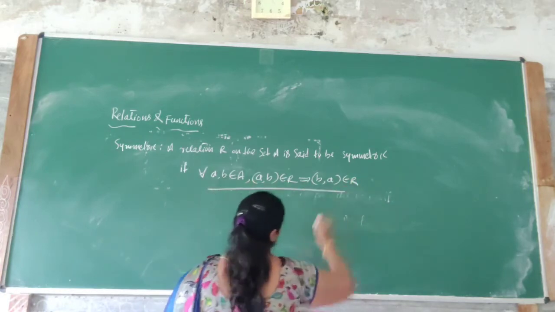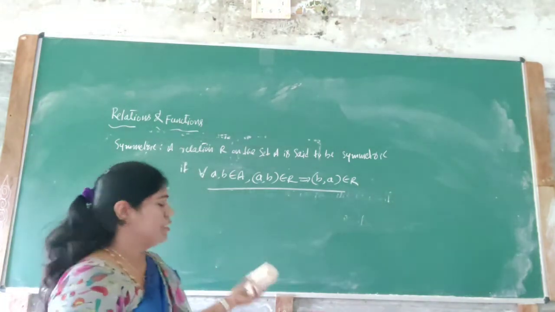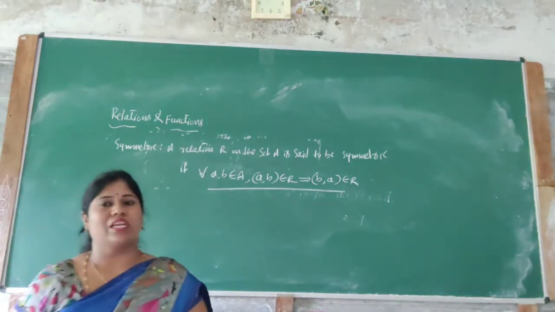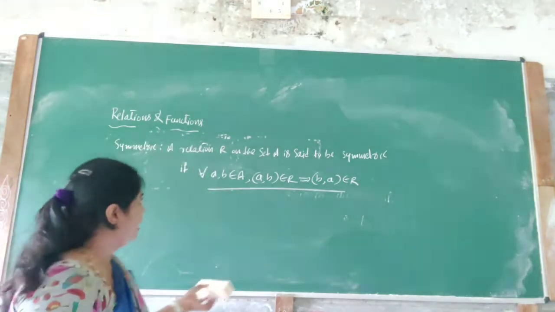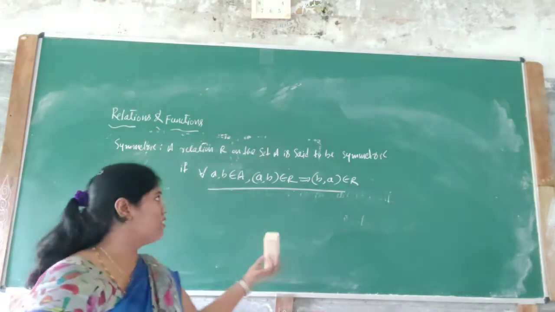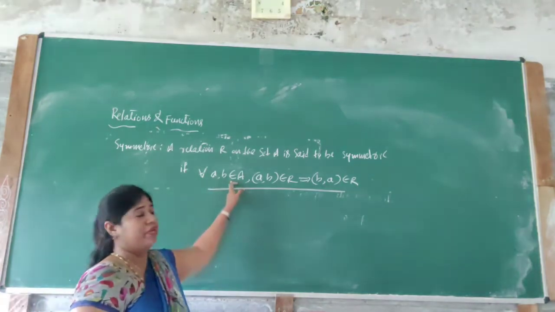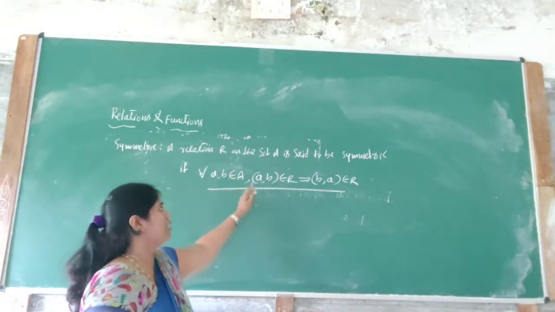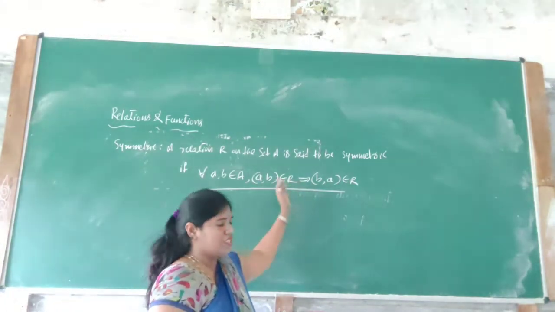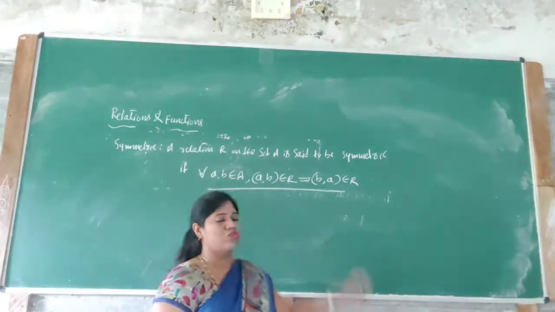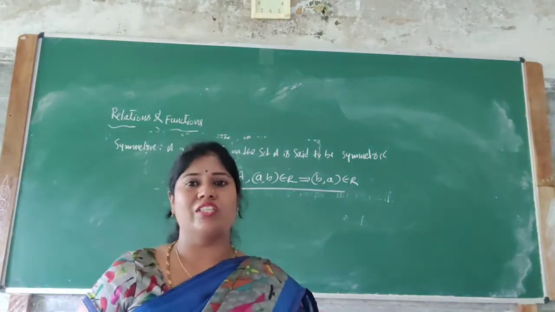This is very important. You should know this statement, then only we can solve the examples. It is coming for examination also. What is the definition of a symmetric relation? A relation R on the set A is said to be symmetric if for all a, b belong to A. These elements should be there in the set A. After that, (a, b) belongs to R. This (a, b) should be there in the relation R, and (b, a) also should be there in the set R. Then only it is called a symmetric relation.